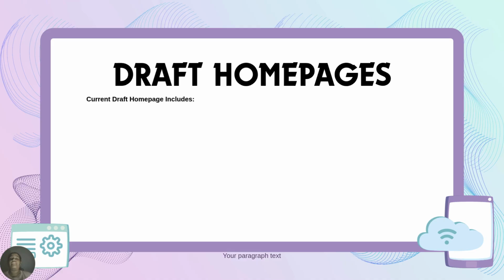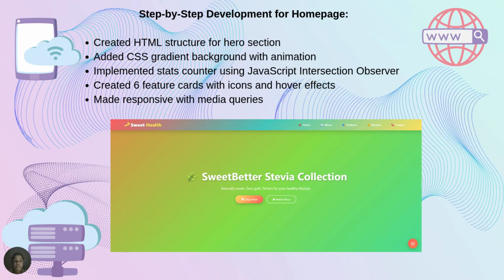Finally, we added CSS media queries to make the home page responsive on mobile devices where the layout stacks vertically instead of horizontally. Our homepage is currently 90% complete. The only thing remaining is to add an intro video to the hero section. So these are examples of the homepage that we have created with the many responsive and feature cards.